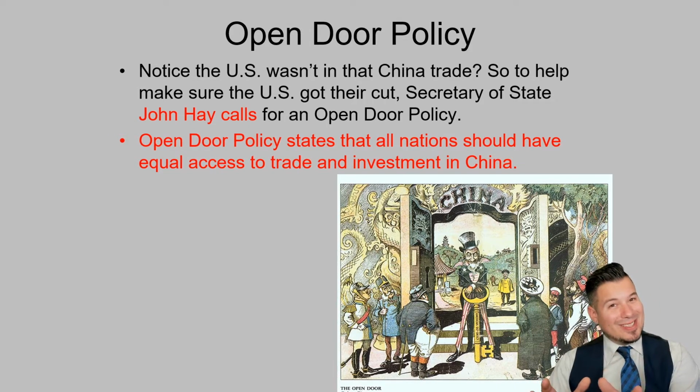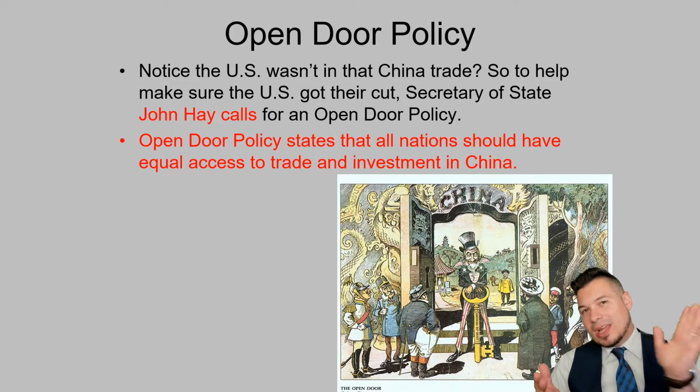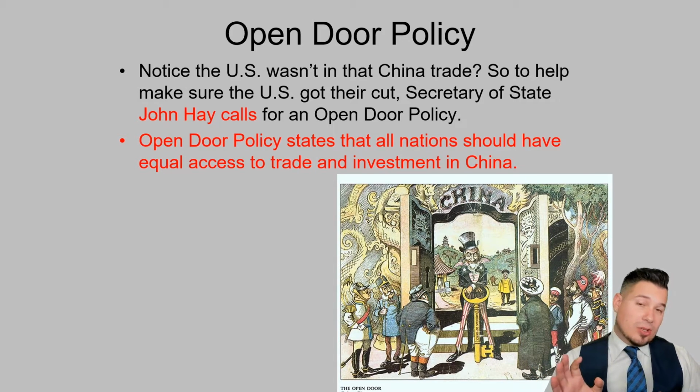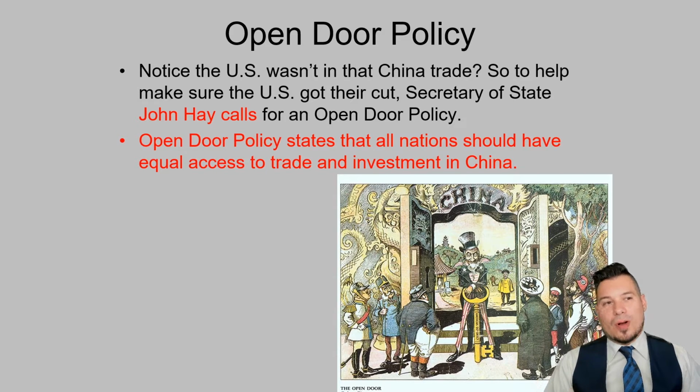Now, you probably noticed, like I said, the U.S. wasn't in the China trade, wasn't in the Scramble for Africa. We kind of came late to the party. And so to help make sure we got our cut, Secretary of State John Hay calls for an open door policy. What that means is basically all nations should have equal access to trade and investment in China.